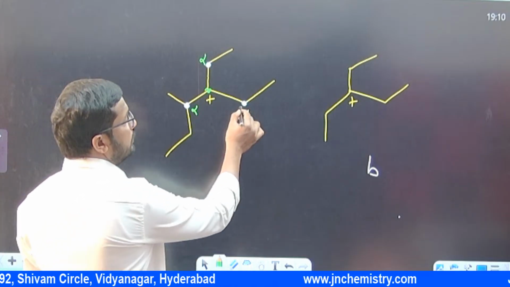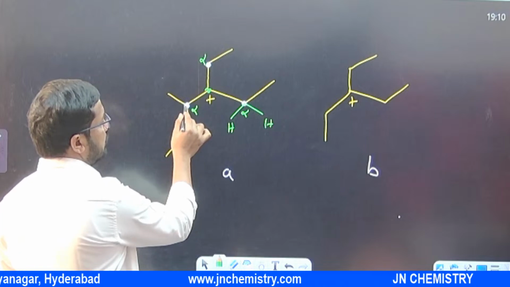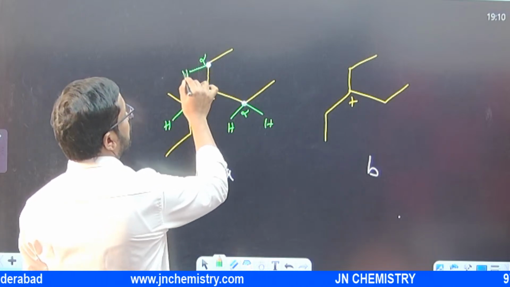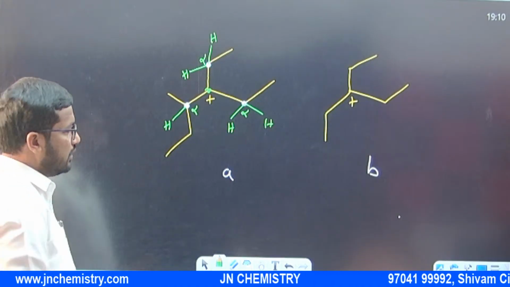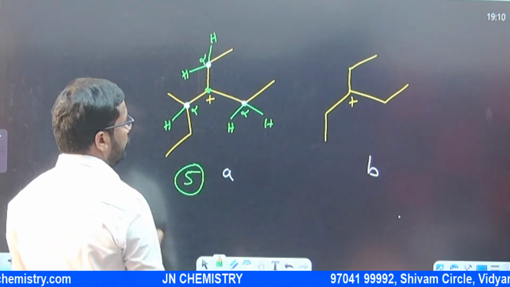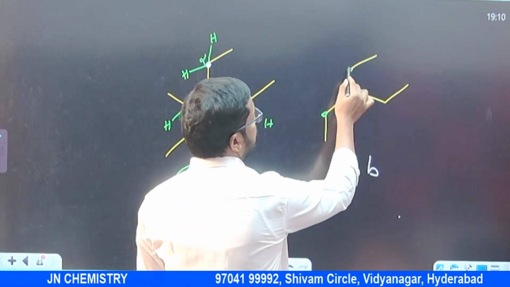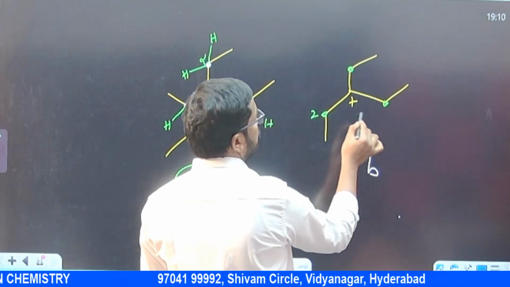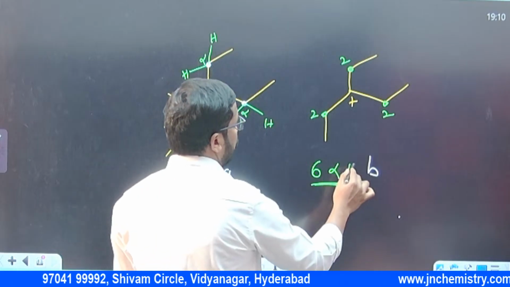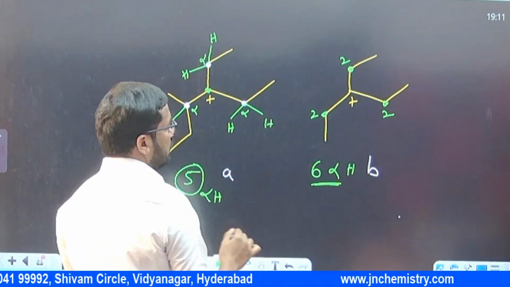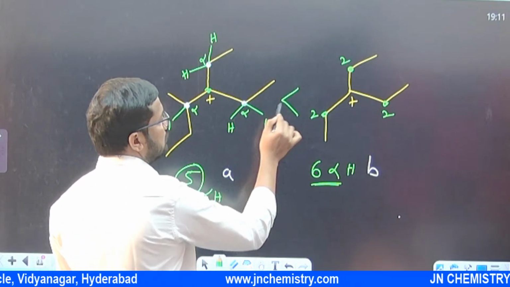So in this case, how many hydrogens are here? Two bonds are there, so two hydrogens here. In this case, already three bonds are there, so only one hydrogen. In this case, two hydrogens. 2, 2, 1. How many? 5. So now here, this is alpha, this is alpha, this is alpha. Here is 2, here is 2, here is 2. 6. 6 alpha hydrogens. Here is 5 alpha hydrogens. Which is more stable? B.